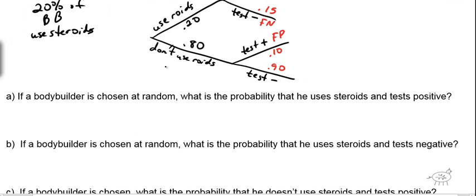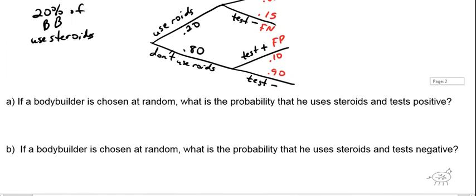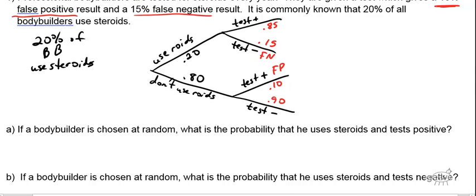All right, so if a bodybuilder is chosen at random, what is the probability that he uses steroids and tests positive? So you just have to follow the chart. Bodybuilder is chosen at random, probability that he uses steroids. So if I follow this, he uses steroids and he tests positive. So let me move this down just a little bit. So we're following that line right there. Okay, so it's basically 0.2 times 0.85.